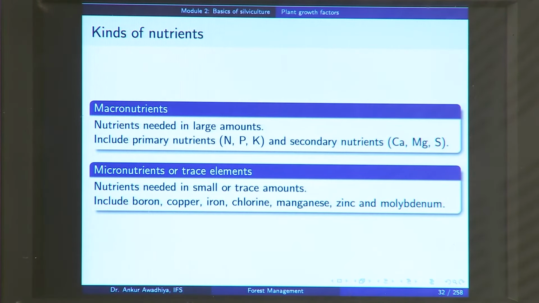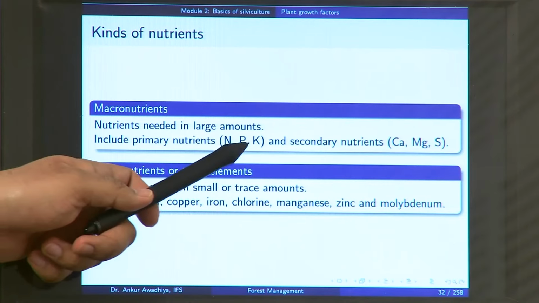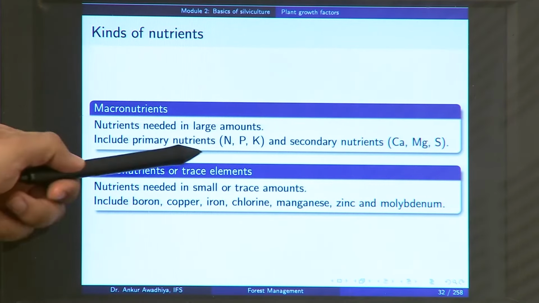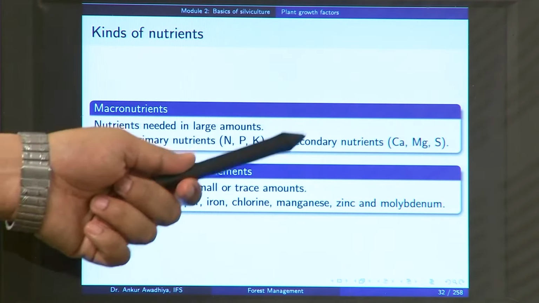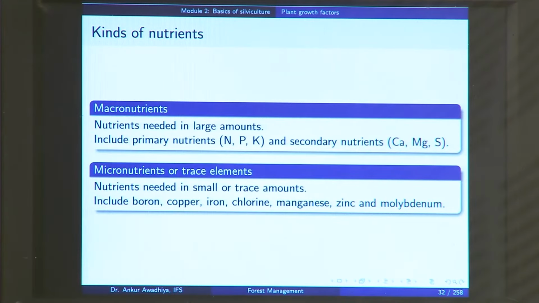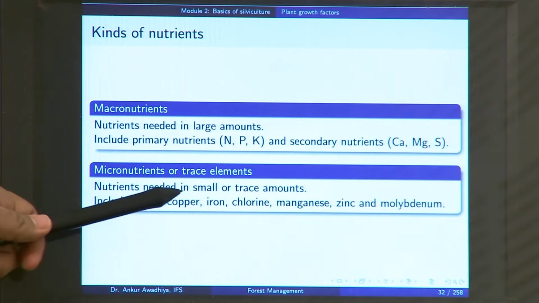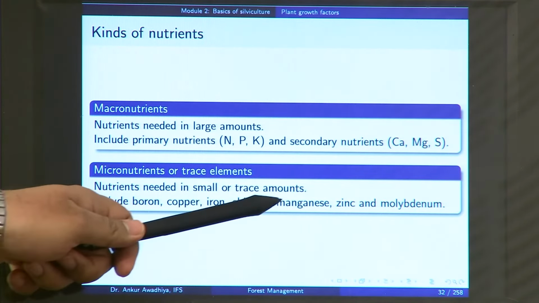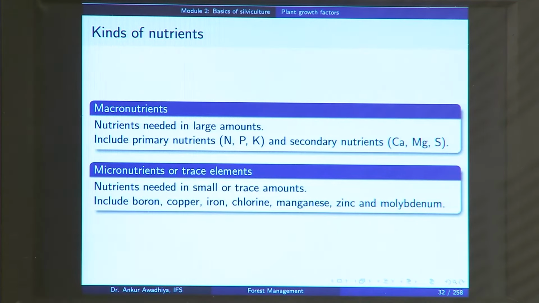Now, nutrients are divided into two different categories: the macronutrients that are needed in larger amounts, and the micronutrients or trace elements that are needed in smaller amounts. Macronutrients include primary nutrients and secondary nutrients. The three primary nutrients are NPK: nitrogen, phosphorus and potassium, and the secondary nutrients include calcium, magnesium and sulfur. The micronutrients or the trace elements include boron, copper, iron, chlorine, manganese, zinc, molybdenum and so on.